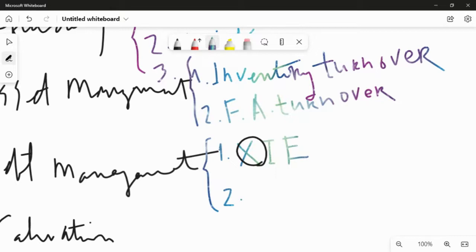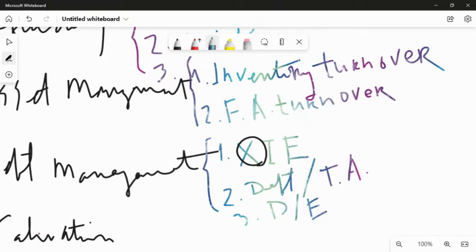Times interest earned, and then the second one is total debt to... So in other words, it's going to be debt to total assets ratio, right? So it's basically the debt ratio. They call it debt ratio, right? And then alternatively, we can think about debt to equity ratio, right?